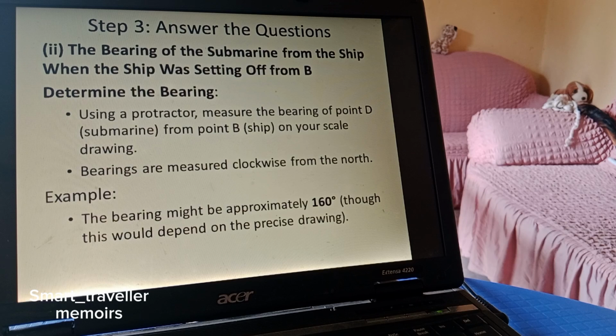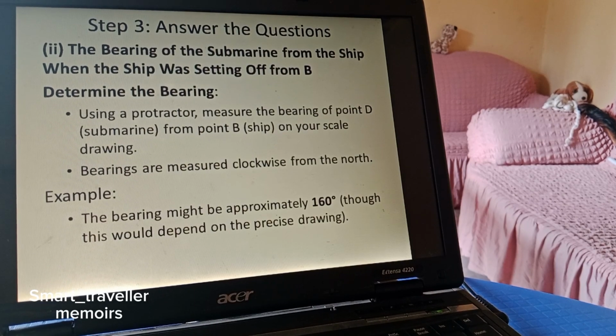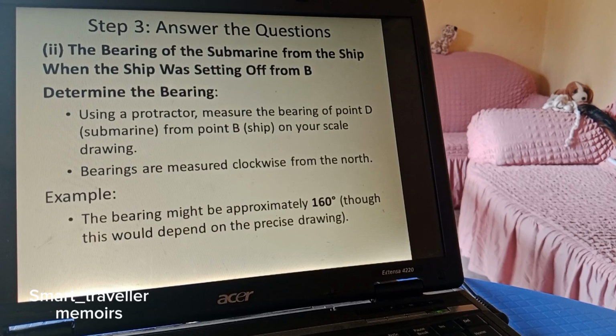The bearing of the submarine from the ship when the ship was setting off from B. Determine the bearing. Using a protractor, measure the bearing of point D, the submarine, from point B, the ship, on your scale drawing. Bearings are measured clockwise from the north. For example, the bearing might be approximately 160 degrees, though this would depend on the exact drawing.